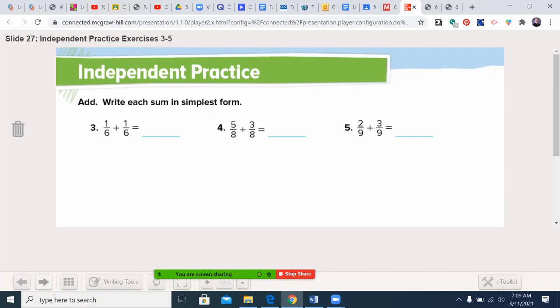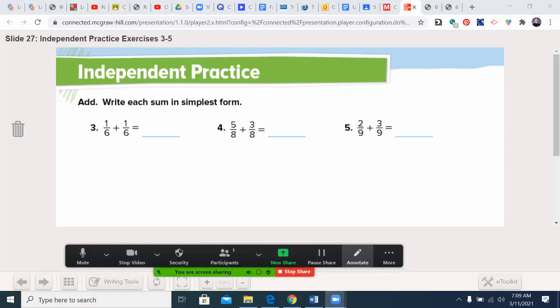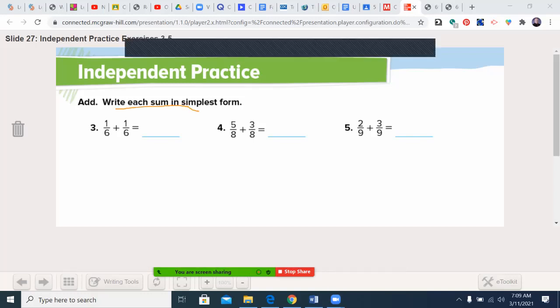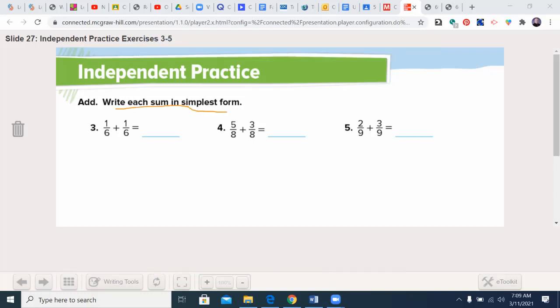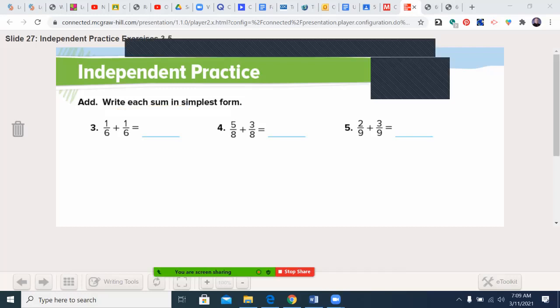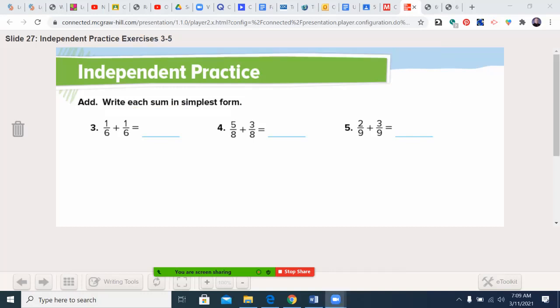All right, I'm going to ask you to do these 3 problems. Key note, write each sum in simplest form. That means write it in simplest form. 4/8 equals 1/2, just so you know. All right, you may pause the video right now, and I'll see you on the other side.